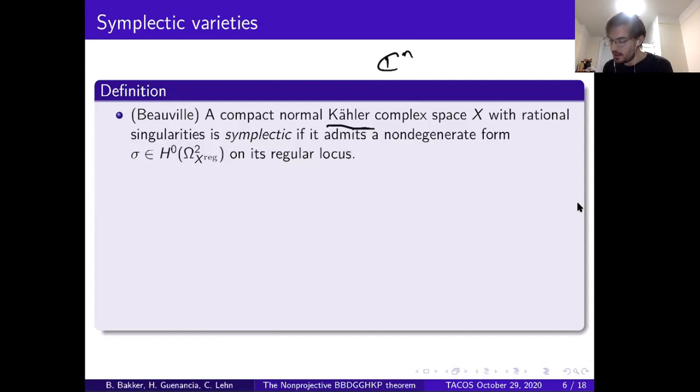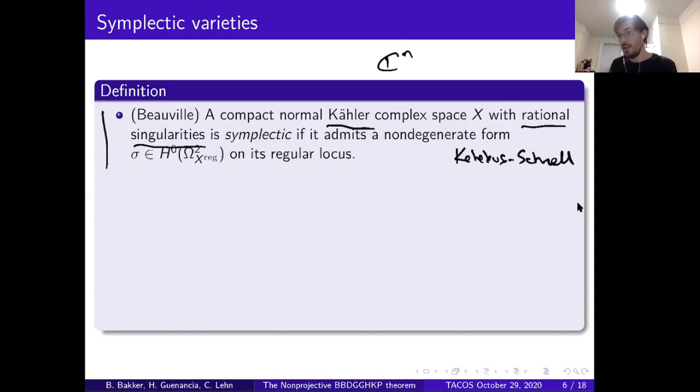And second, I should point out that this is not the definition as Beauville originally gave it. He imposed canonical singularities. So here I'm using some more recent results of Kebekus and Schnell, which says that in the presence of a top form, rational singularities imply canonical singularities. Okay, so this is the analog of what a symplectic manifold is in the singular case.